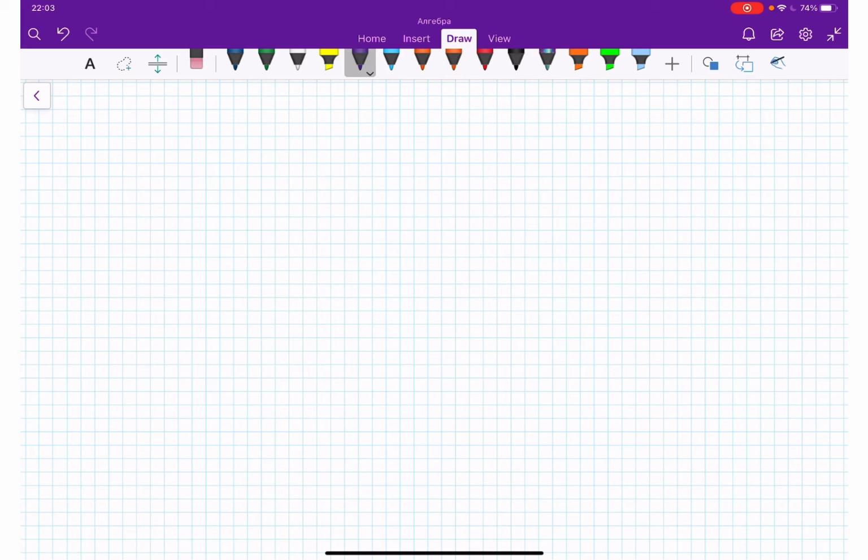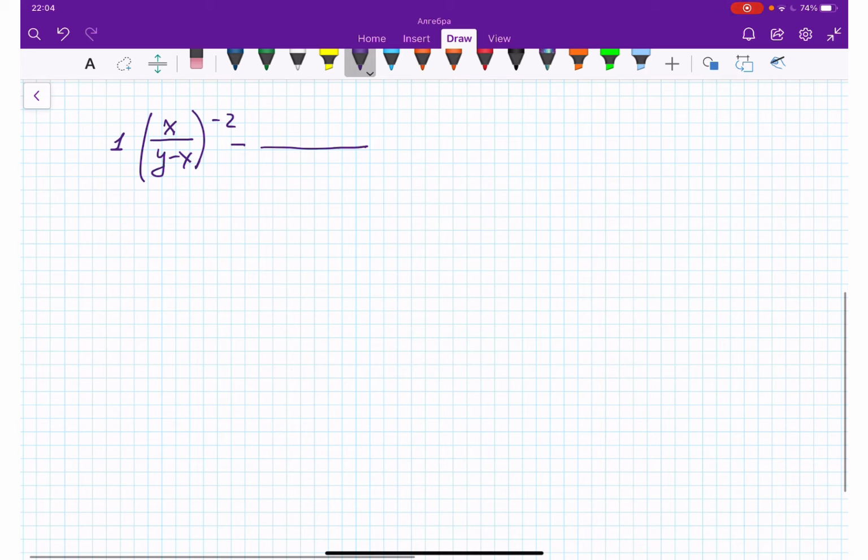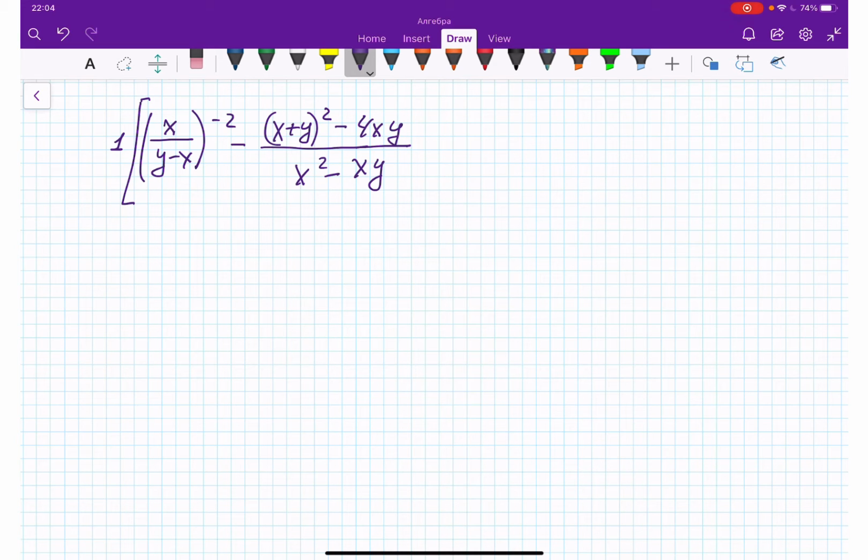Question number 1. We have (x over (y minus x)) to the power of negative 2, minus ((x plus y) squared minus 4xy) over (x squared minus xy), all squared, times x to the power of 4 over (x squared y squared minus y to the power of 4).